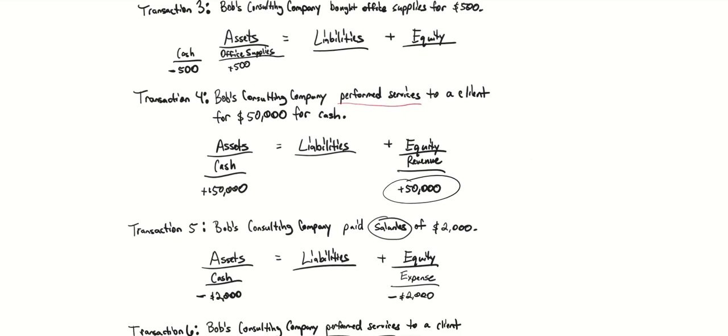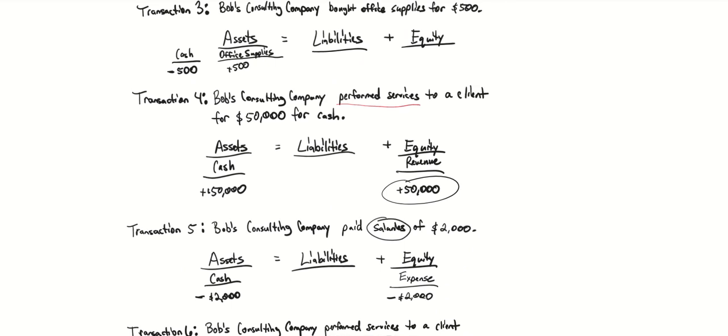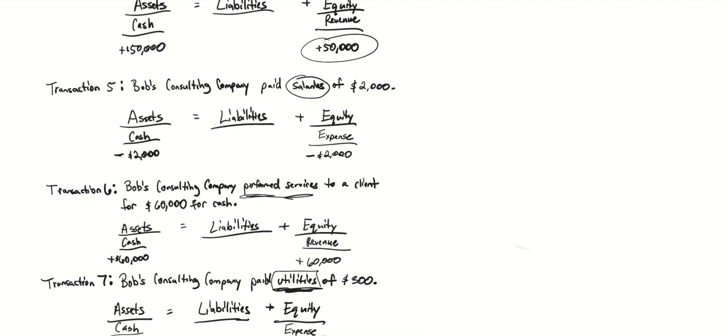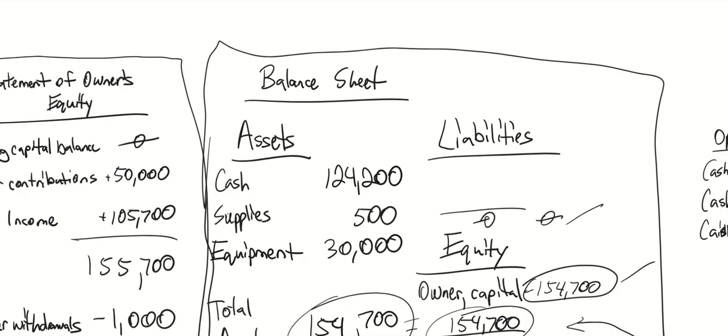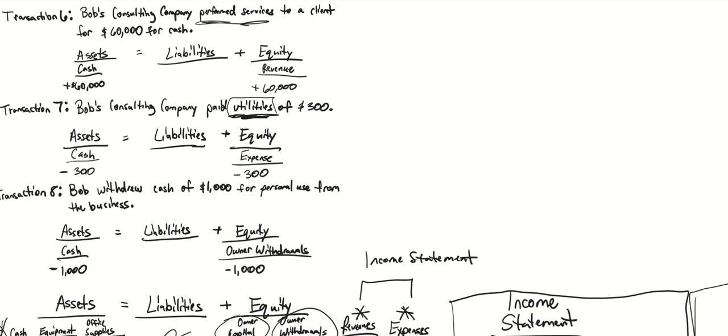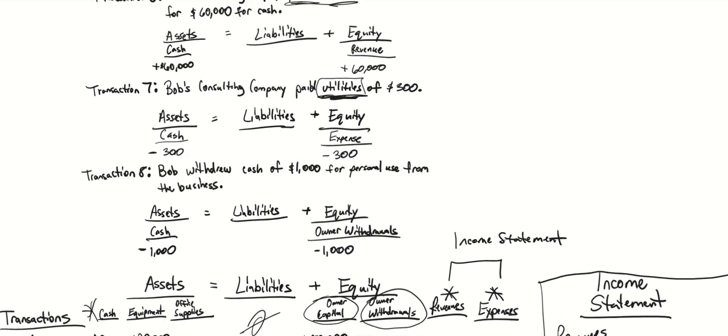Okay. Transaction 4. That was the cash that was collected by the client. So that's already included. Bob's Consulting Company paid salaries of $2,000. Okay, there we go. Cash was paid for salaries. So that's going to be underneath the operating activity section. So cash paid for salaries, and it'd be for $2,000. Okay, you need employees to operate regularly. So there's an operating activity section.